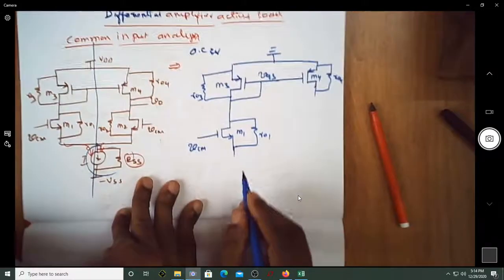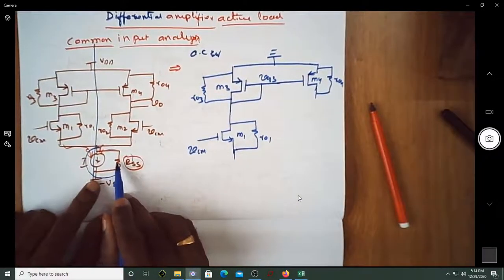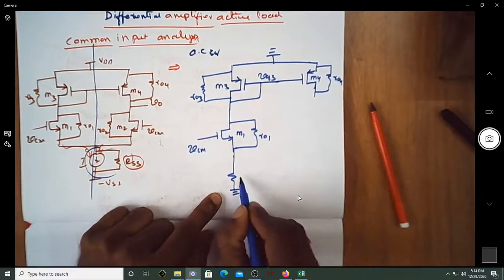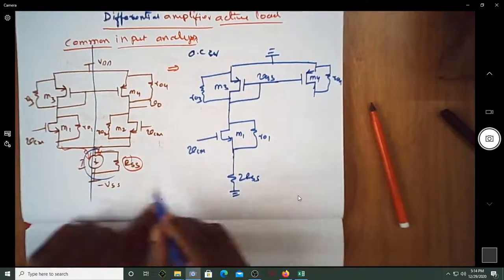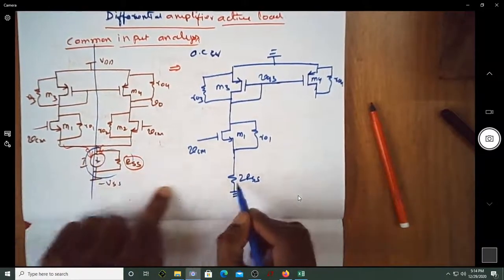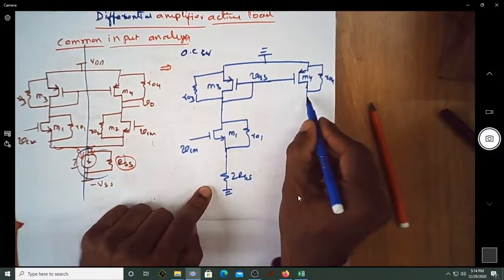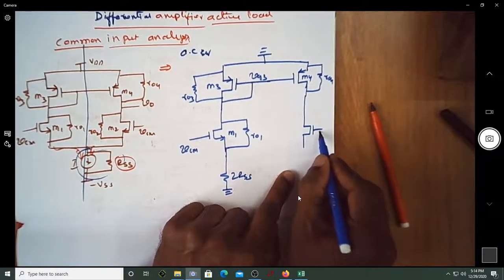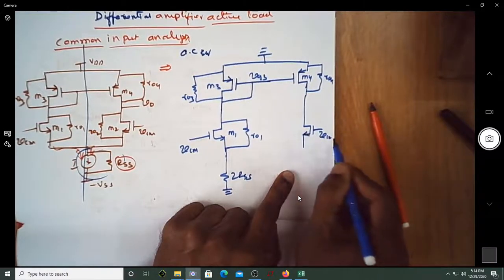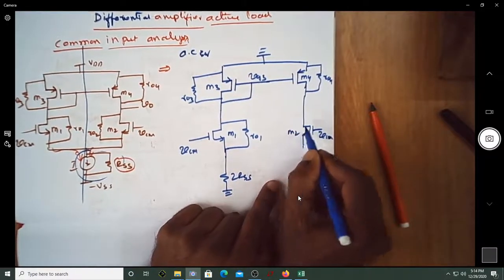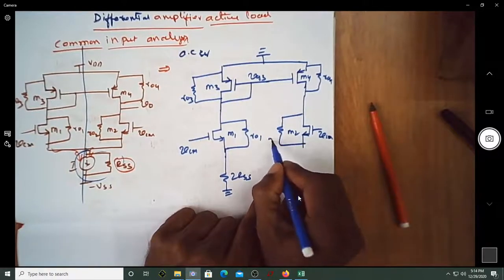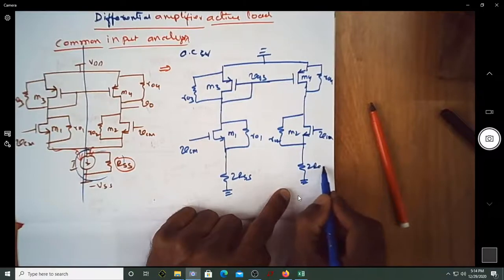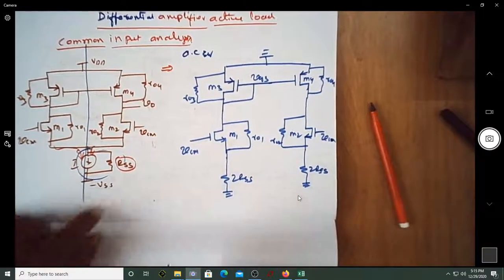This is VCM. Now I will split this into two parts, so I will write it as 2 RSS and I'll ground it because this will become AC ground, this will be open circuited. I'll end up with 2 RSS. On the same lines here, for this I will have again the same VCM. This is M2 transistor. This is now R02 and I will have again 2 RSS, this is VCM.